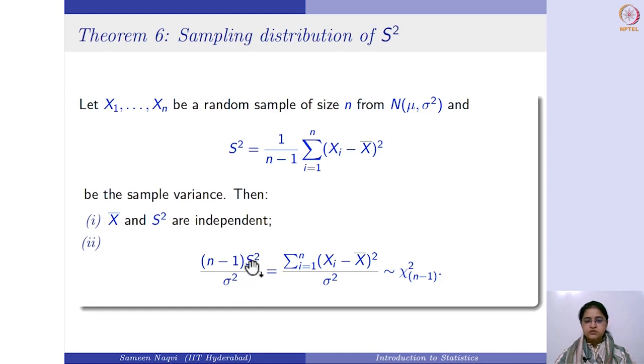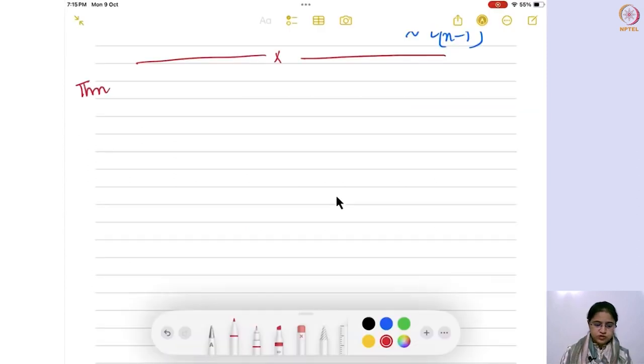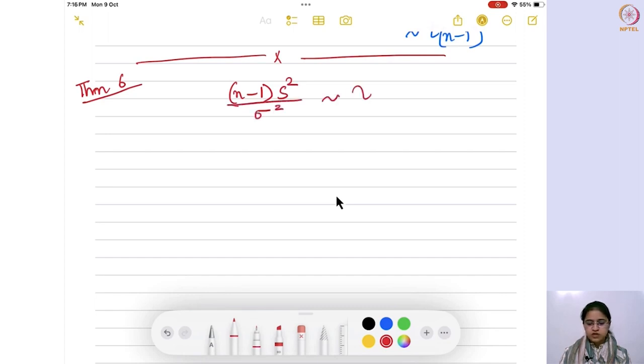Now with this background, we are going to find out the sampling distribution of this over here. If you take n minus 1 to the left hand side, n minus 1 times s square would be the same as summation xi minus x bar whole square divided by sigma square. So instead of writing this, we can use this also in the numerator. So let us try to prove this. This is your theorem 6, and our interest is in proving that n minus 1 times s square by sigma square follows chi square with n minus 1 degrees of freedom.